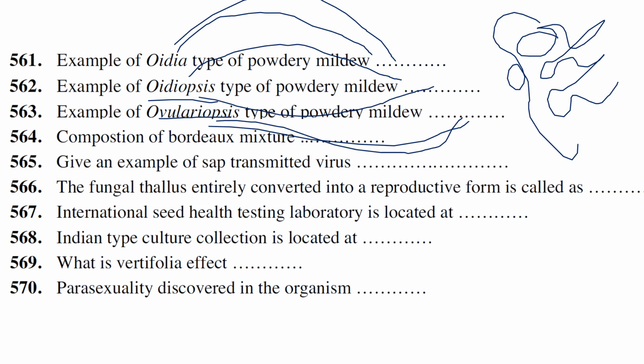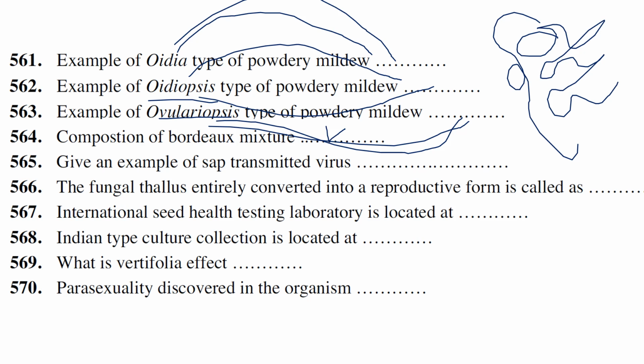The next one is the composition of Bordeaux mixture. We know it very well: 1:1:100. 1 kilogram of copper sulfate, 1 kilogram of hydrated lime, 100 liters of water. If you are mentioning kilograms, you must mention liters. If you are mentioning grams, you must think of it as ml.